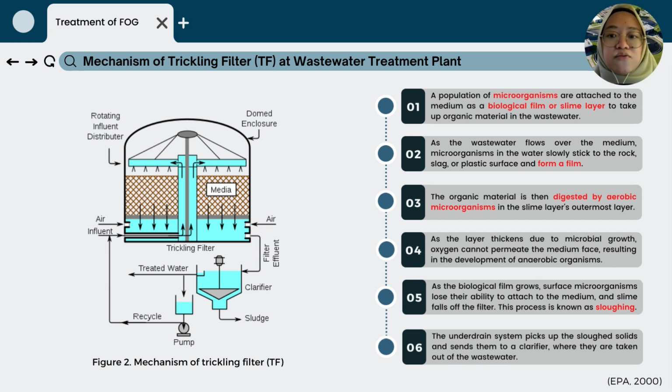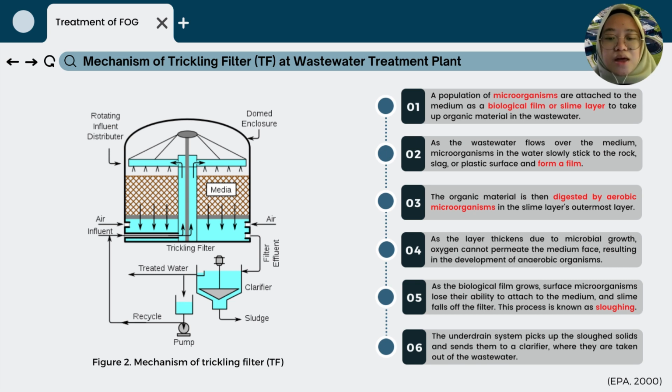As the wastewater flows over the medium, microorganisms in the water slowly stick to the rock, slag, or plastic surface and form a film. The organic materials are then digested by aerobic microorganisms in the slime layer's outermost layer. As the layer thickens due to microbial growth, oxygen cannot permeate the medium, resulting in the development of anaerobic organisms.